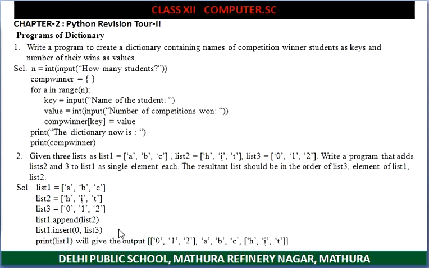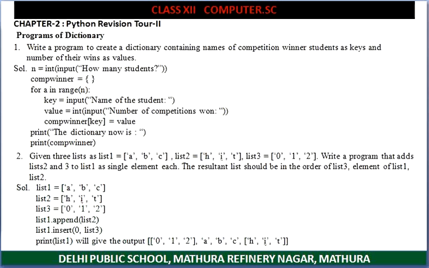By this statement the element of list 3 is added at the beginning of list 1, and when you print list 1 it will give the output. First it will give list 3, then list 1, then list 2 in combined form.